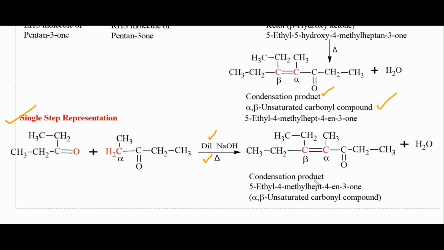For writing the condensation product, what we do is remove a water molecule like this. The carbonyl oxygen combines with the alpha hydrogens to form a water molecule which is going to be eliminated. Then by putting a double bond between the carbonyl carbon atom of the LHS molecule and the alpha carbon atom of the RHS molecule, you get the condensation product. So it is very easy to write the condensation product.